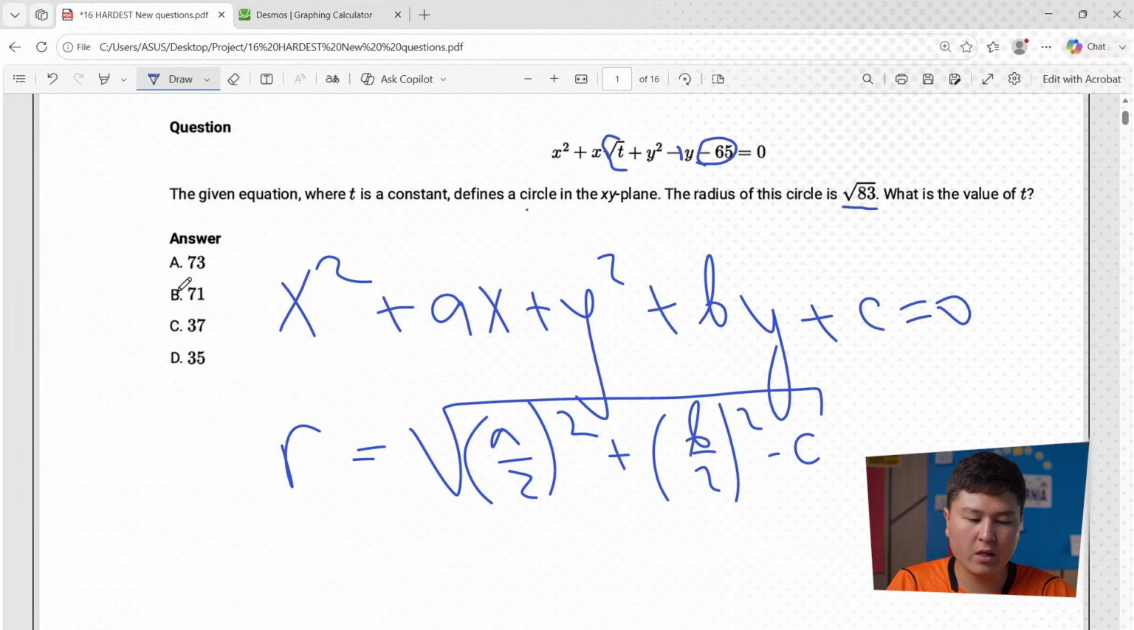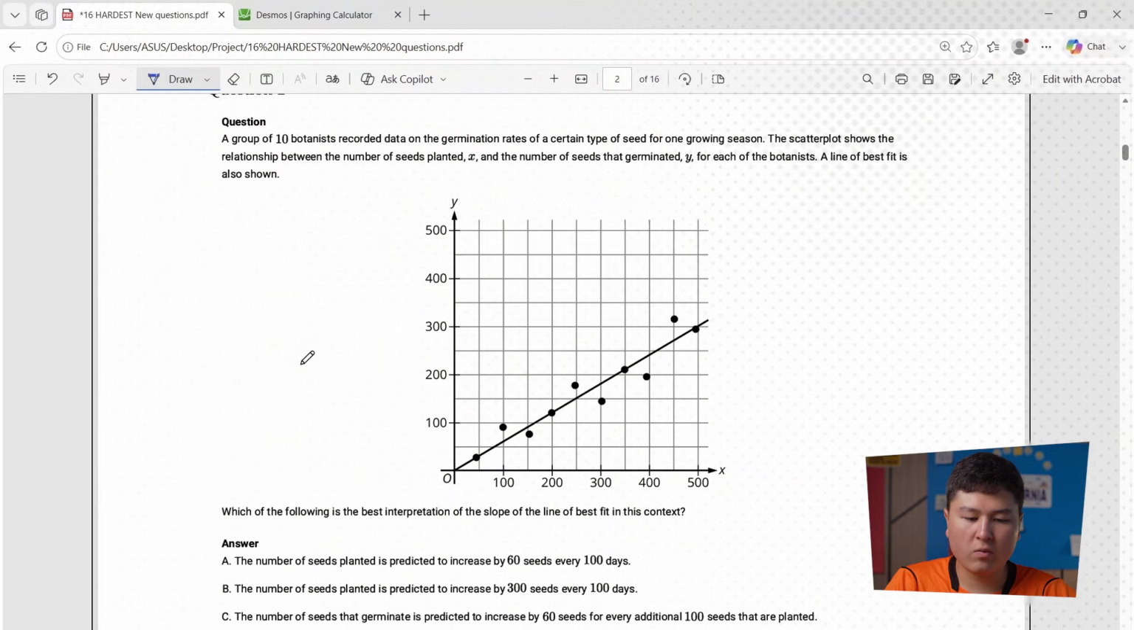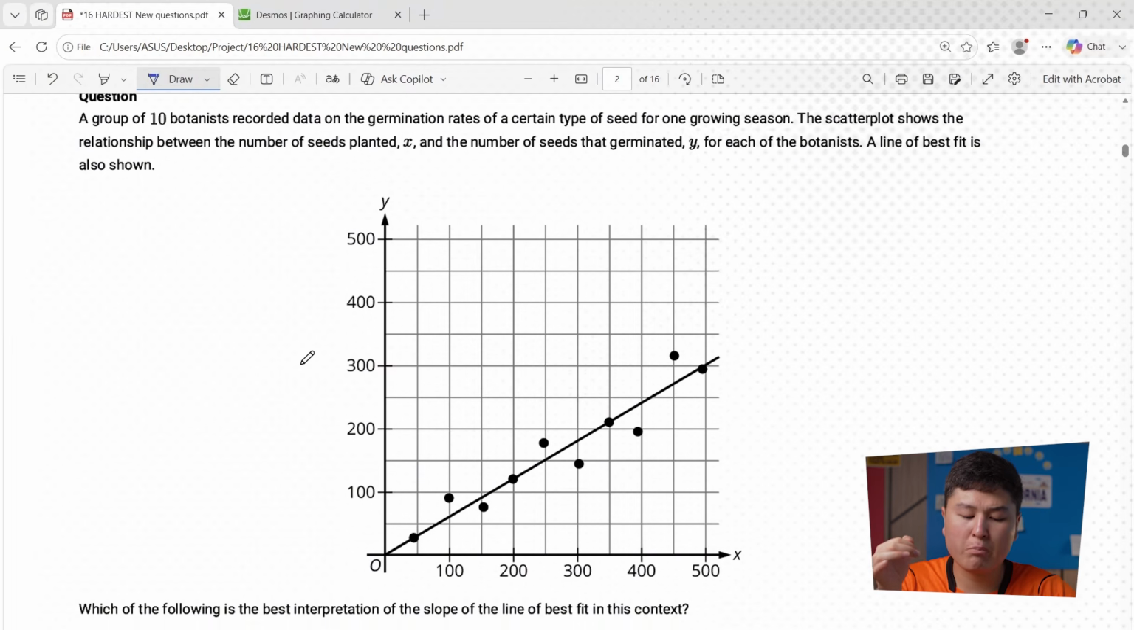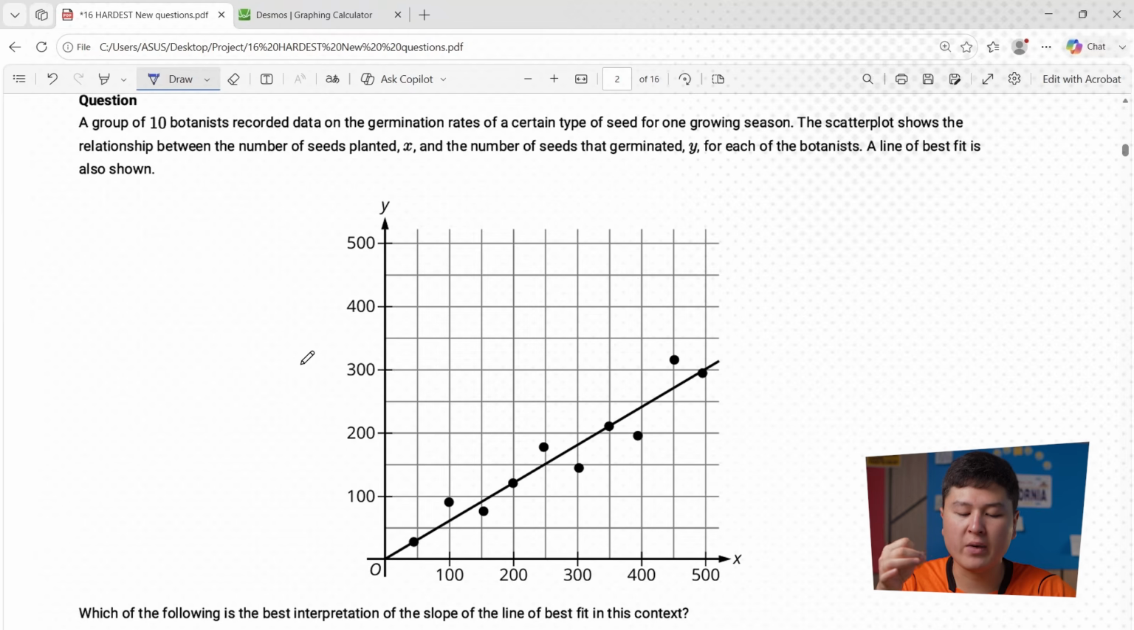The answer is B. And question 2: a group of 10 botanists recorded data on the germination rates of a certain type of seed for one growing season. The scatter plot shows the relationship between the number of seeds planted X and the number of seeds germinated Y for each of the botanists. A line of best fit is also shown. Which of the following is the best interpretation of the slope of the line of best fit in the context?